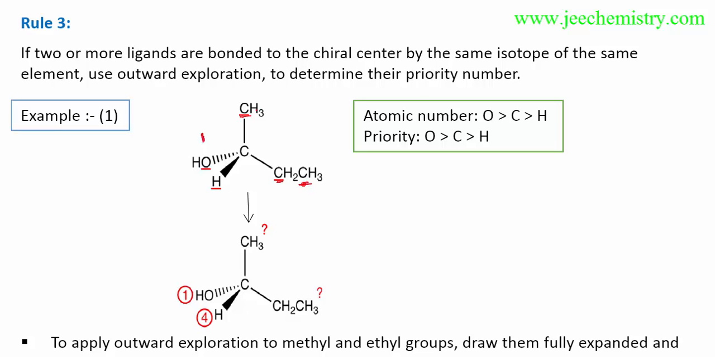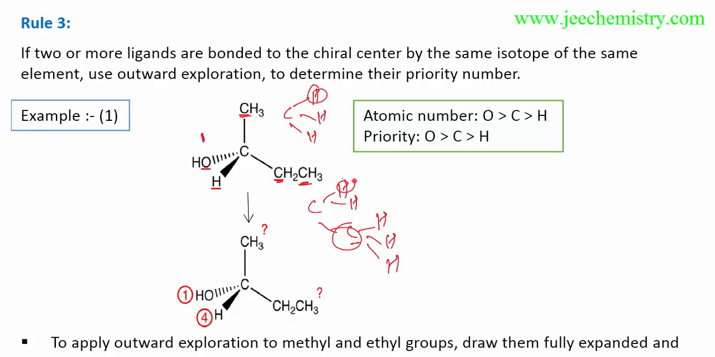On the second atom, carbon is attached, but on the other second atom only hydrogen is attached. This carbon has 3 hydrogens, but this carbon has 2 hydrogens and 1 carbon, and this carbon also has 3 hydrogens. In this way, it is a carbon. Now here carbon is there, so it has priority.